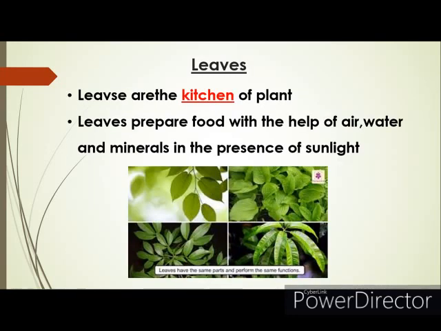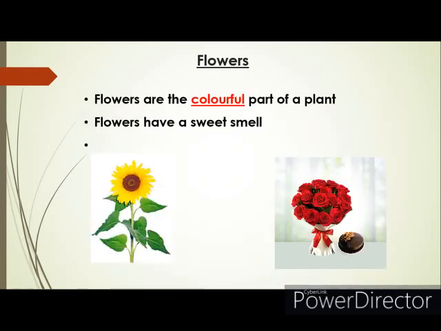And third one, leaves. Leaves are the kitchen of plants. Leaves prepare food with the help of air, water and minerals in the presence of sunlight. So leaves are the kitchen of plant, and leaves prepare food with the help of air, water and minerals in the presence of sunlight. Clear?